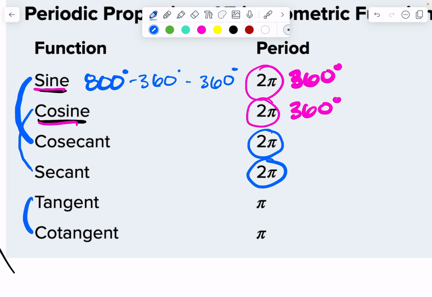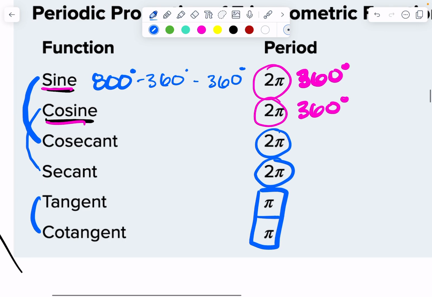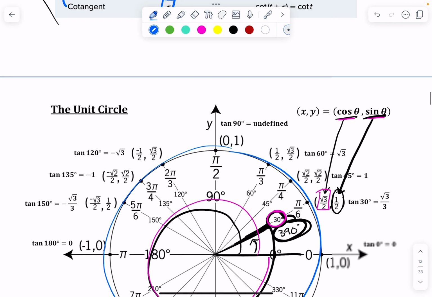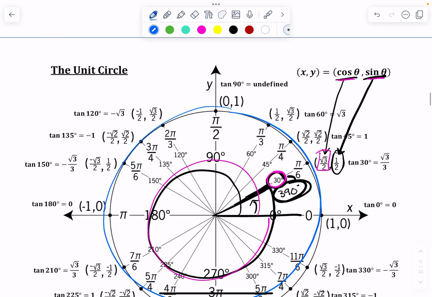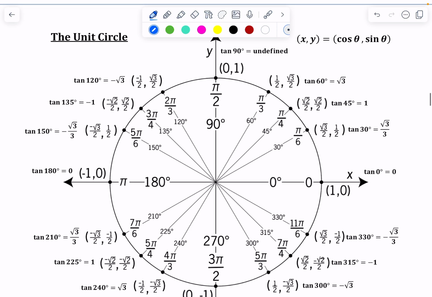Now, tangent and cotangent are a little bit different. They're the only two out of the 6 that have a period other than 2 pi. So let's just pick on tangent. Tangent's period is pi. Let me show you why that is. Okay, let me erase all my junk here. You have tangent labeled on your unit circle, and let's just look at these.